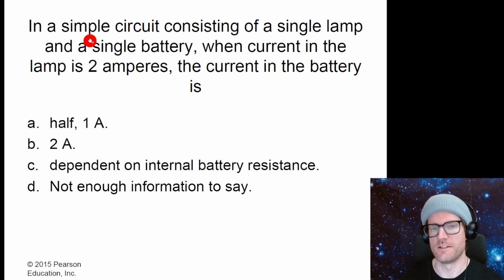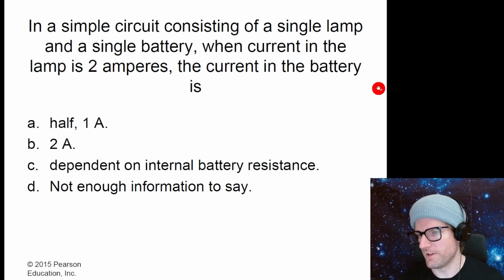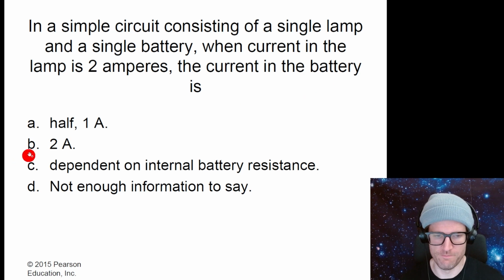Okay, in a simple circuit consisting of a single lamp and a single battery, when current in the lamp is 2 amps, the current in the battery is, okay, so it's a single lamp and a single battery. When current in the lamp is 2 amps, the current in the battery has to be the same. Same circuit. It's got to be 2.